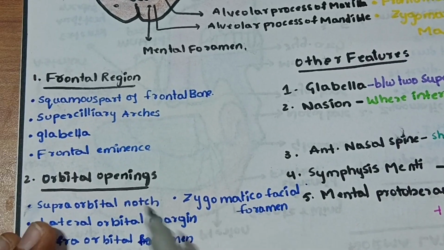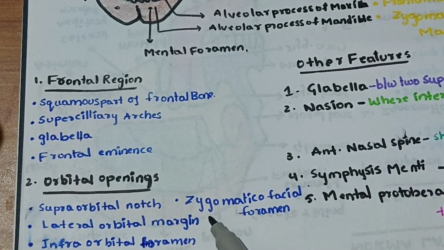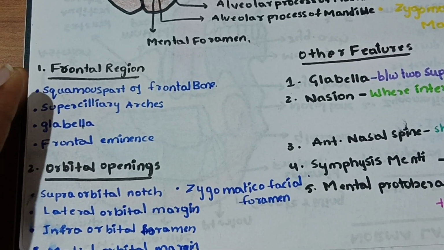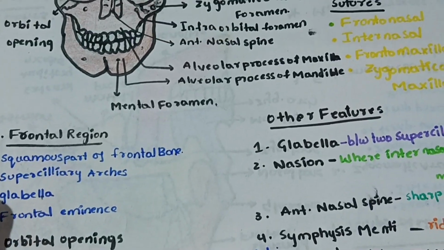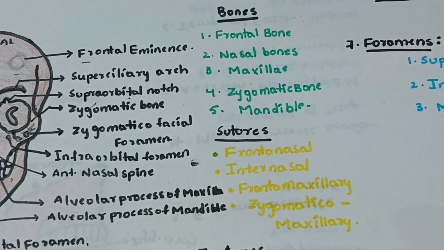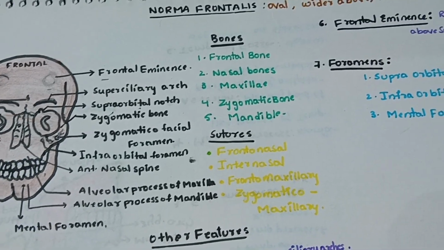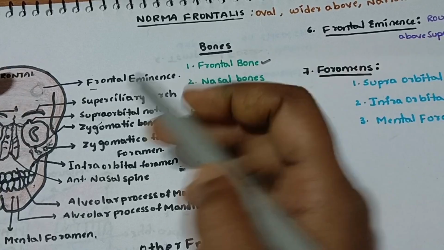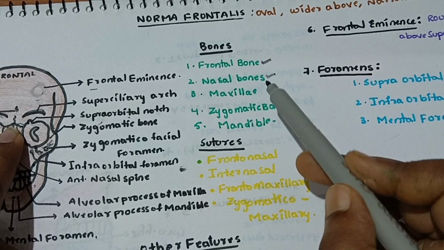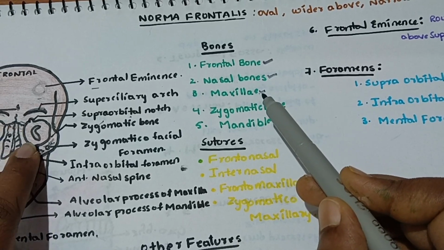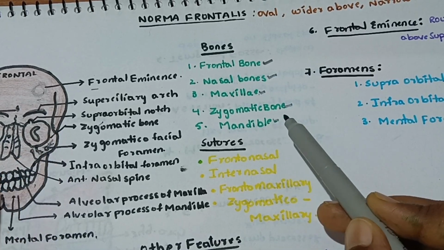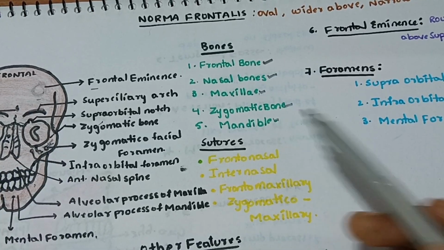And the orbital openings. What are they? Supraorbital notch, lateral orbital margin, infraorbital foramen, medial orbital margin and zygomaticofacial foramen. These are the orbital openings. And what are the main bones that form the norma frontalis? As I said: the frontal bone, the nasal bones, the maxilla, the zygomatic bone, and the mandible. These bones form the norma frontalis.